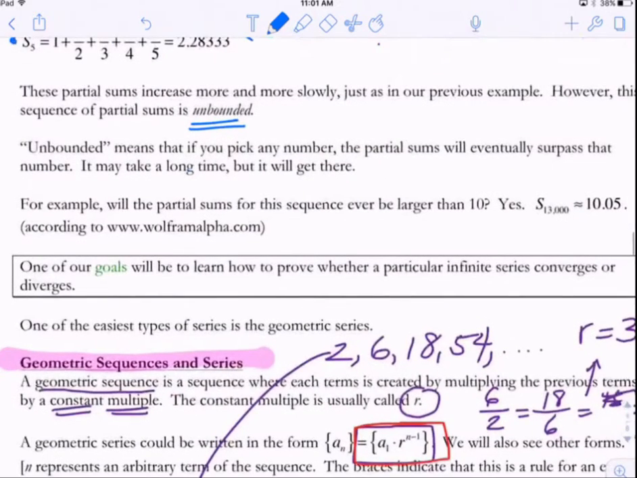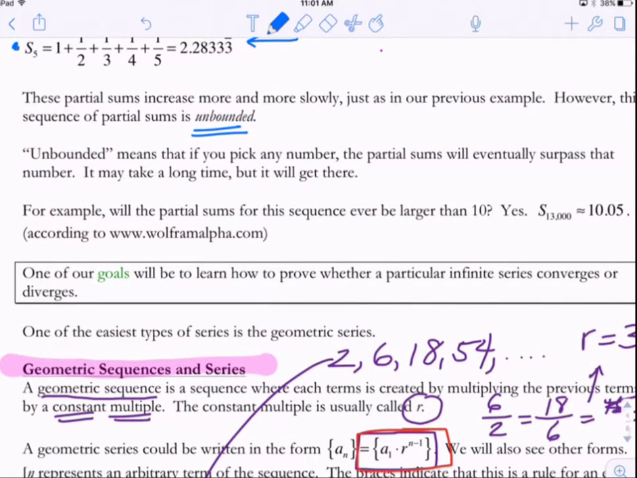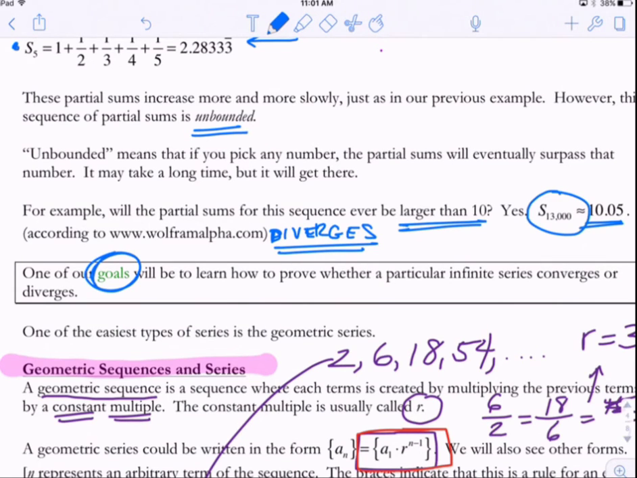In fact, I used a computer and I said, will the partial sums ever get larger than 10? And yes, it takes 13,000 terms. But if you add up 13,000 terms, this will eventually add up to something larger than 10. And in fact, if you pick another number like 20, it'll eventually be larger than that. And so this series diverges. The partial sums are unbounded. They do not get closer to one finite number. And this is going to be one of our primary goals in this unit, is to say, does a particular infinite series converge or diverge? So we'll talk more about that.